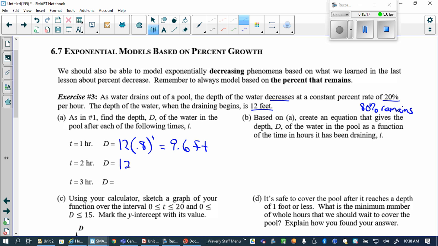Let's go to hour 2. So 12 times 0.8 again. Well, I'm doing it a little differently. See what I did that was differently? You squared it. Square. Instead of starting with that, right? What's that give you?